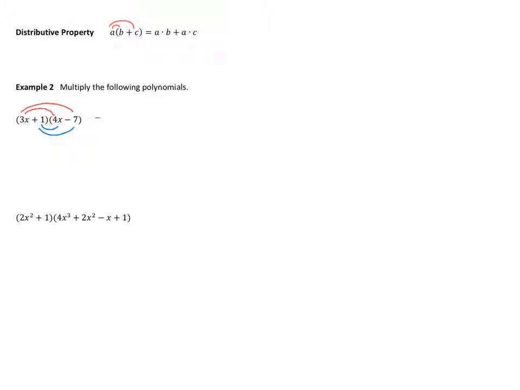Okay, if I write this out, I'm going to start with the 3x. So I have 3x times 4x. Then I have minus 3x times 7. When I distribute in the 1, that's really not going to do anything, but just to write it out carefully, we're going to have 1 times 4x minus 1 times 7. The last thing to do is use some properties of exponents and combine like terms.